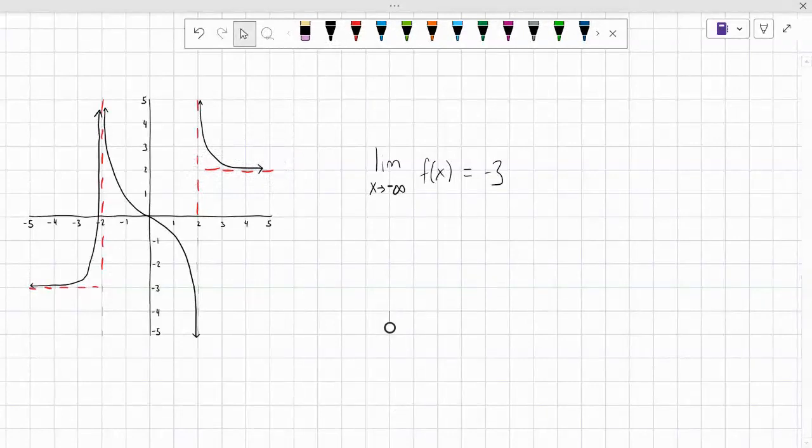So this one's kind of similar. This time the function is approaching a y value of +2. So the limit of f of x is equal to 2 as we go further and further out to the right, which is like saying we're letting x go further and further out towards infinity. Therefore, the limit as x approaches infinity of this function f of x equals 2.